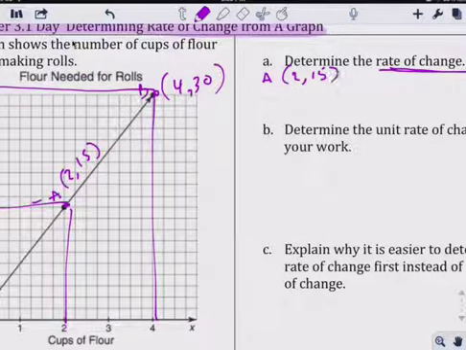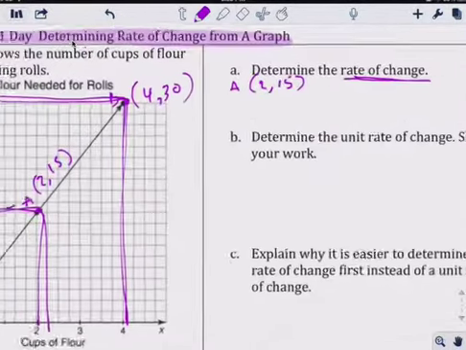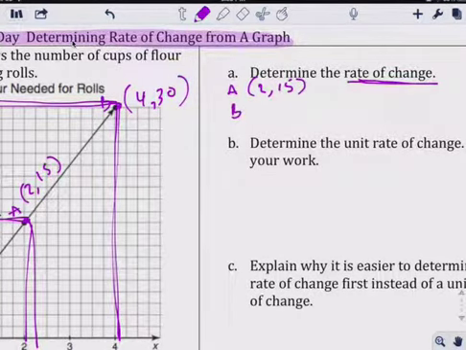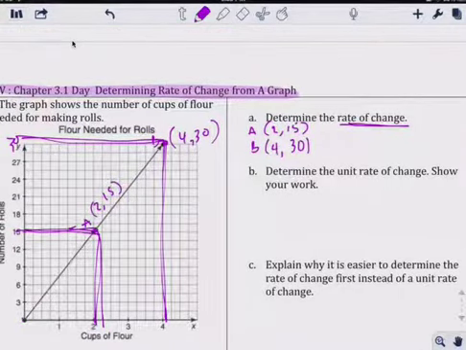So your rate of change is, A is 2, 15. 2 cups makes 15 rolls. B, 4 cups makes 30 rolls. Makes sense, doesn't it? 2 cups make 15 rolls, 4 cups makes 30 rolls.